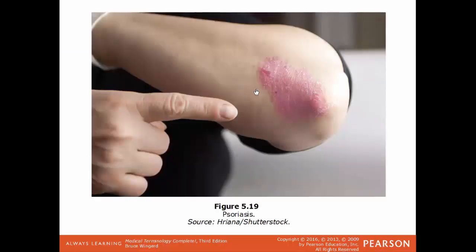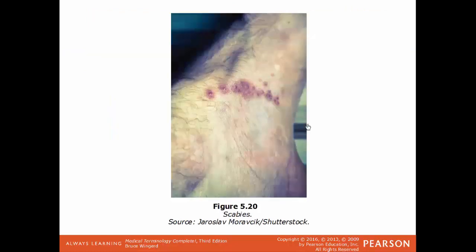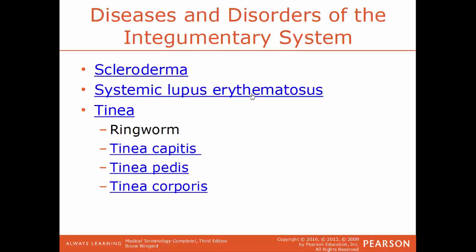Here's an example of psoriasis, an area of red patchy skin. You see some silvery flakes in there also. Scabies, and a series of dark red bumps here, will be incredibly itchy and very contagious to anyone who's in close contact with this person. Next, scleroderma is actually a group of rare conditions that cause the connective tissue of the body to become very tough and very hardened.